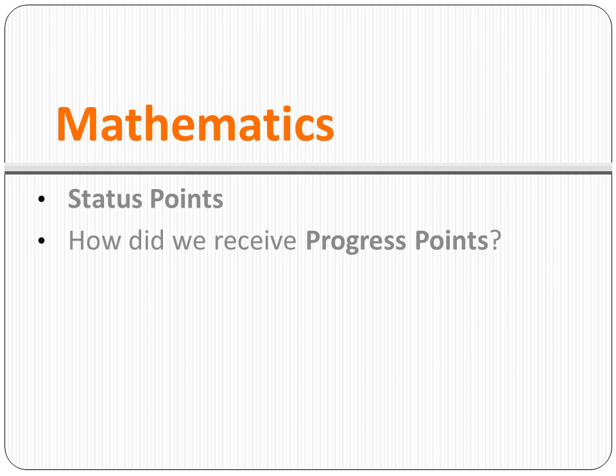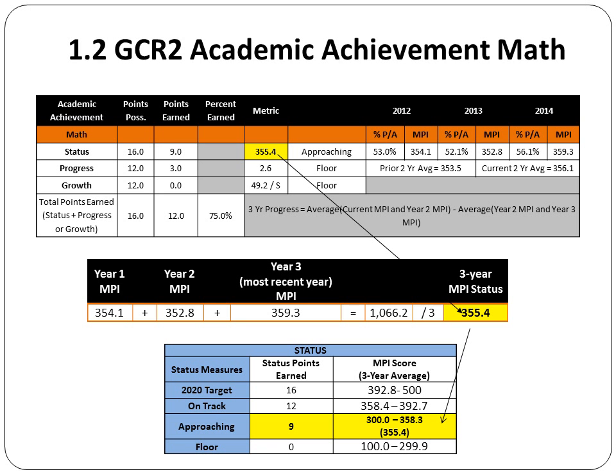Mathematics. Again, we'll review how to get status points, and then we'll ask the question, how did we receive progress points? So again, we're looking at our numbers. 355.4 is a 3-year MPI status average. Looking down below, we received 9 points out of 16. We're at 355.4. The top of approaching is 358.3. So it's important for us to see that our math scores are moving up, but we are getting close to the on track, but are not quite there yet. You can also see in our points earned at the very top of the screen, we did receive 3 points for progress. So we're going to talk about what progress is and how we received those points.